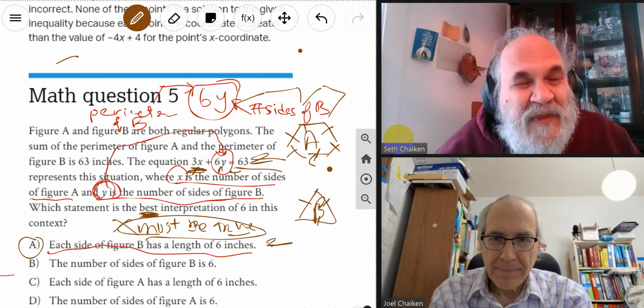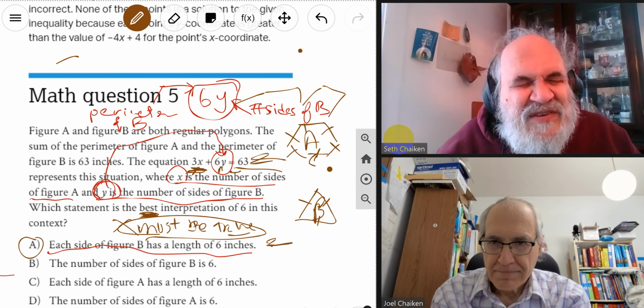Let me think. Yeah. So, let's see. So this is true. 6 is the length of each side of the one polygon. 3 is the length of each side of the other polygon, and we don't know the numbers of sides in each one. They're given by X and Y. So possible solutions. First, the X and Y have to be positive integers.